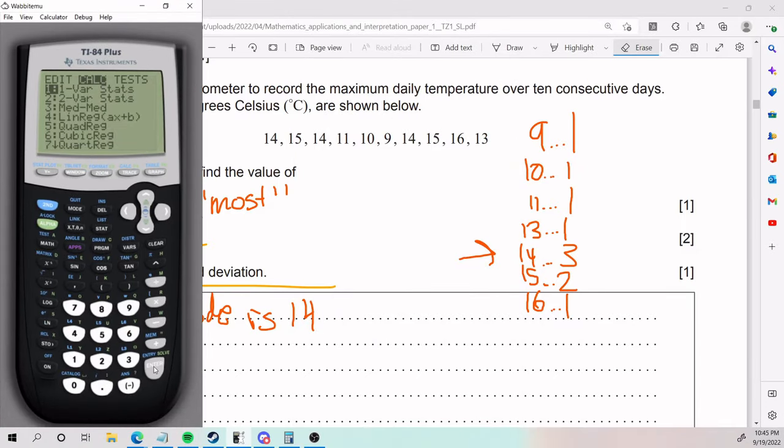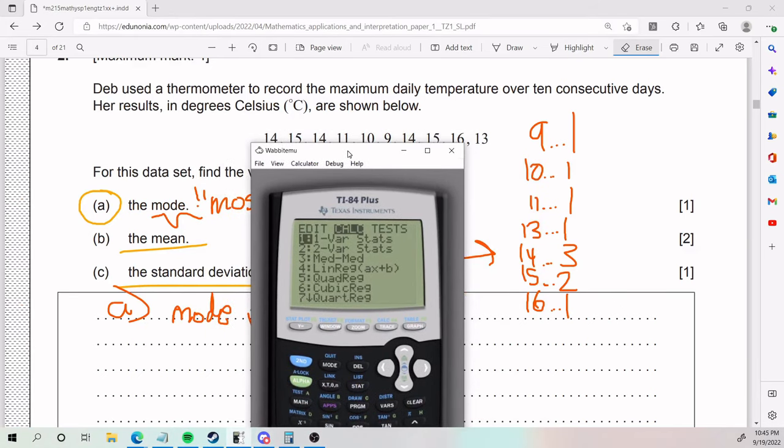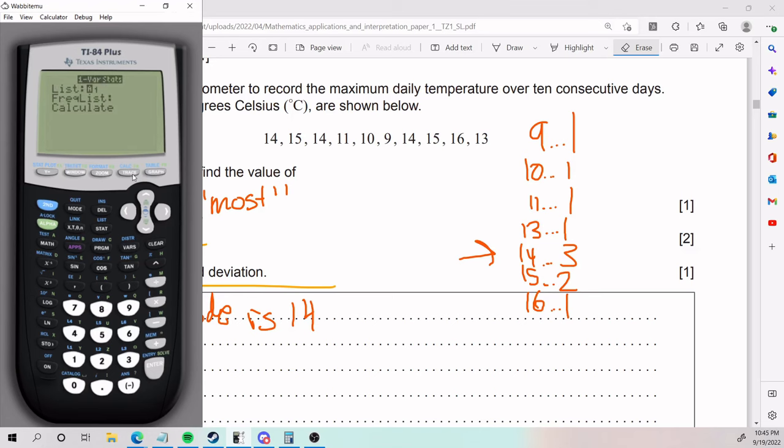One var stats. Why one var? One var makes reference to one variable. Since these are all maximum daily temperatures and not two separate things, I just use one var stats. My list is, of course, list one. There is no frequency list in this case, so I can leave it empty, and I just press calculate. It spits out all of this information. The hardest part here is remembering what each symbol is.